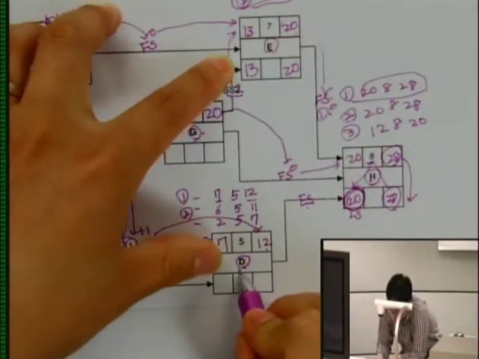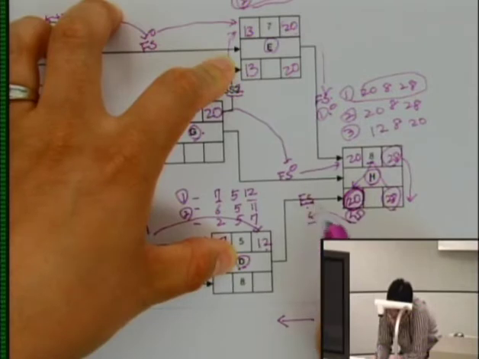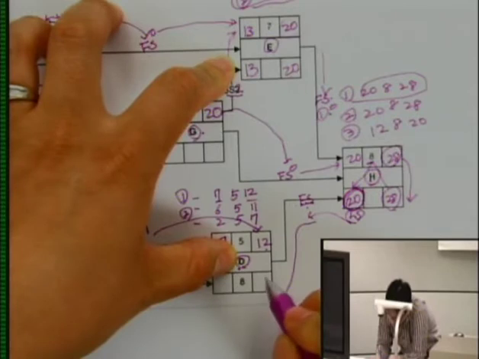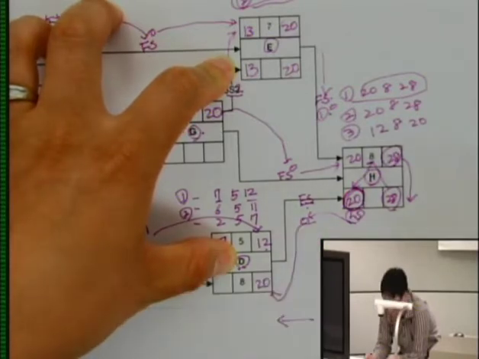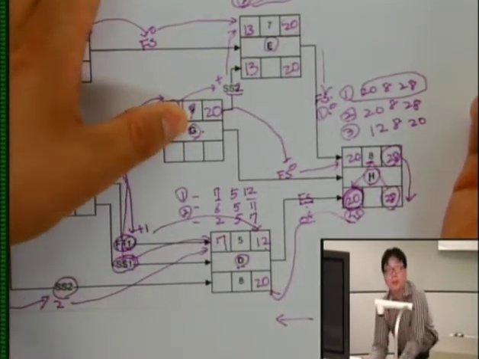Let's look at activity D. Same logic applies. Your finish to start. So your late start minus your lag becomes your finish. So that will be 20 minus 0 becomes 20. Let's look at activity G.